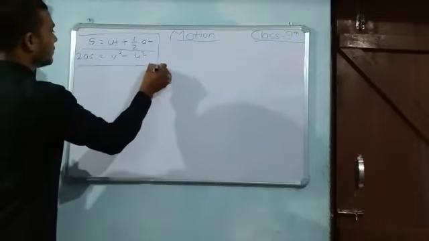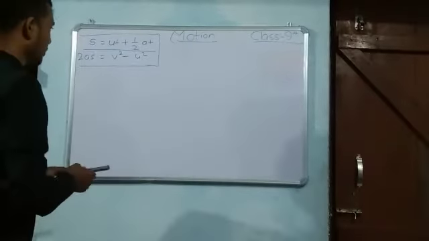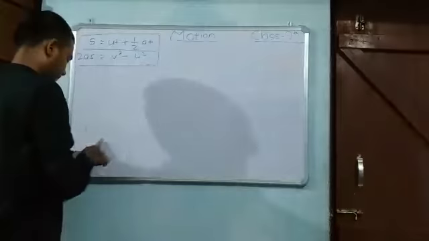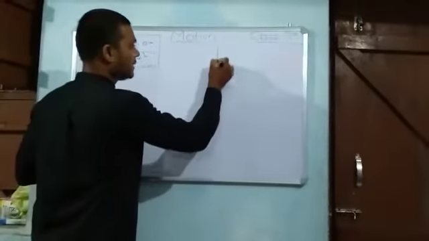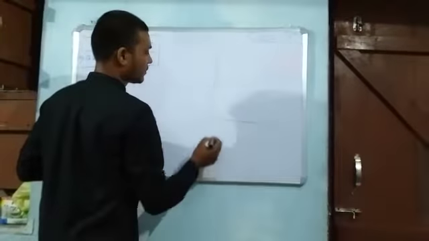Today's equation we have to prove today. Before proving these two equations, we need a graph. We take the y-axis as velocity and the x-axis as time.